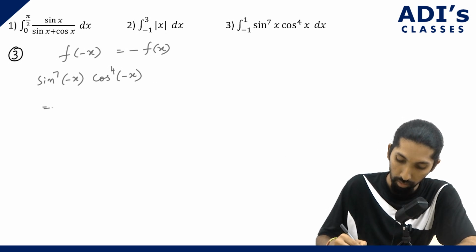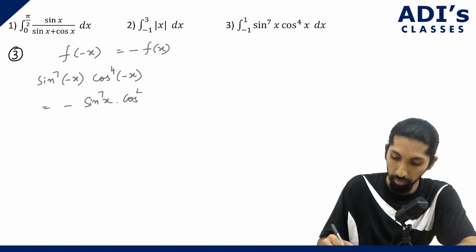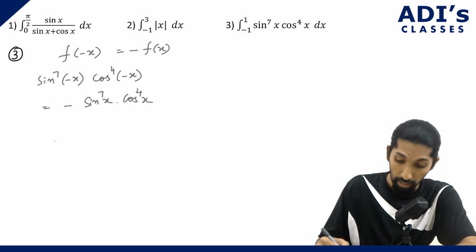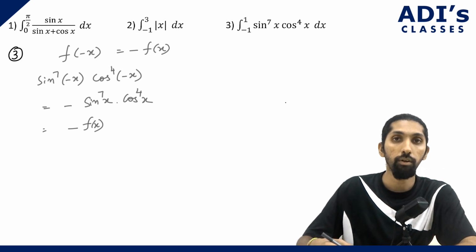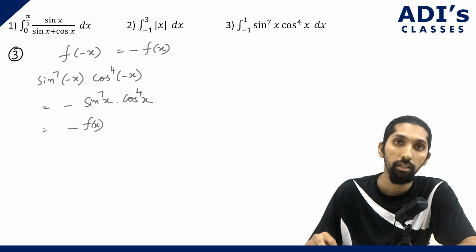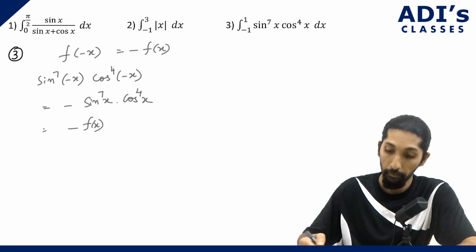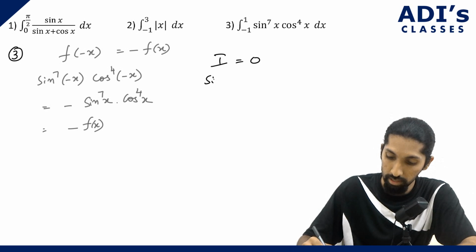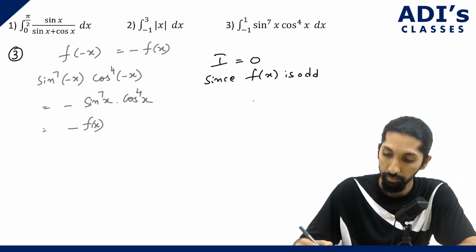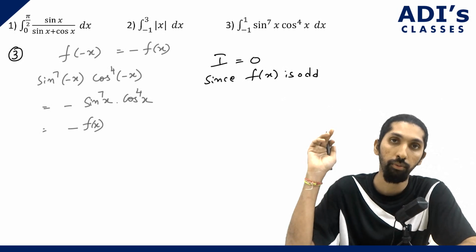So this is going to give you minus sine power 7x into cos to the power of 4x, right? Isn't it the same as saying minus f of x? So our function f of x is an odd function. Since it's an odd function, what will be the integral? 0. So we can directly say I value is equal to 0, since f of x is odd. So integral value is 0.